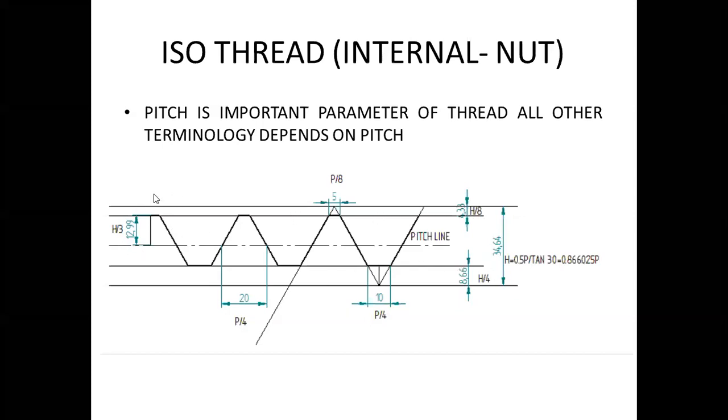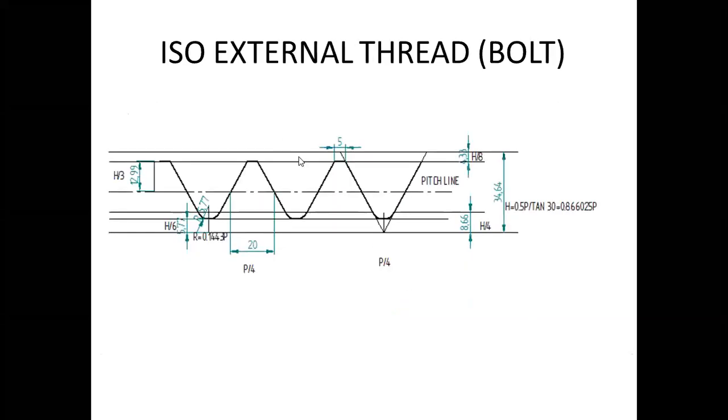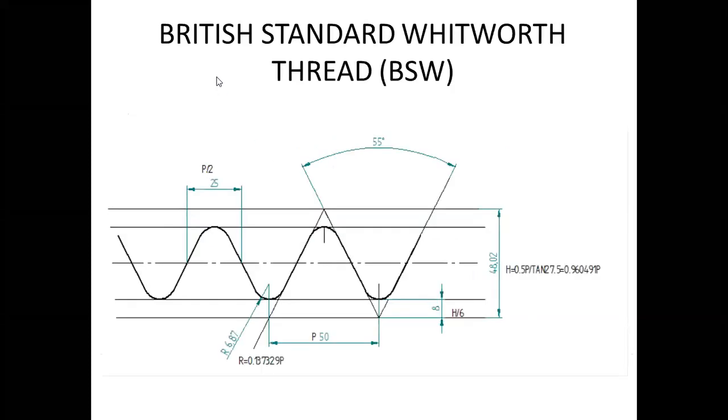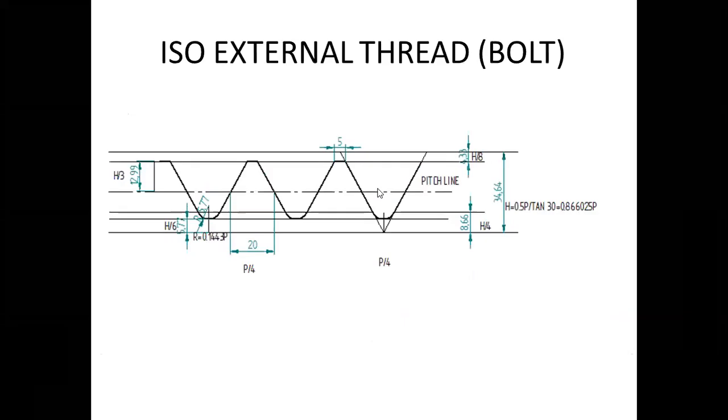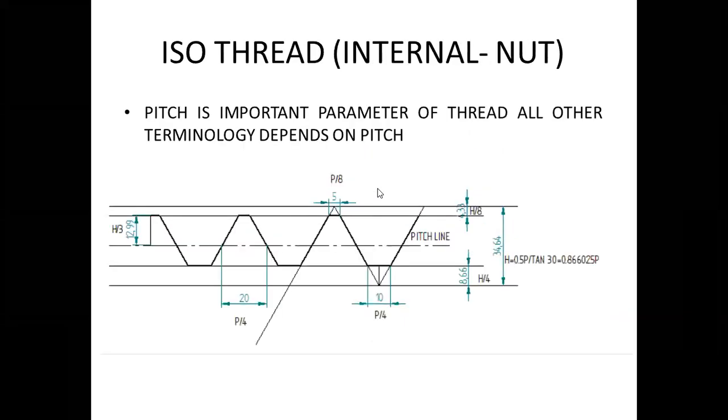So this one is already done. If you forget, go to the previous class video and see how we have to do this. ISO internal and external thread is done already. Today we are going to start British Standard Whitworth thread. These two, ISO and BSW, are very important. Most of the time they will ask both threads.